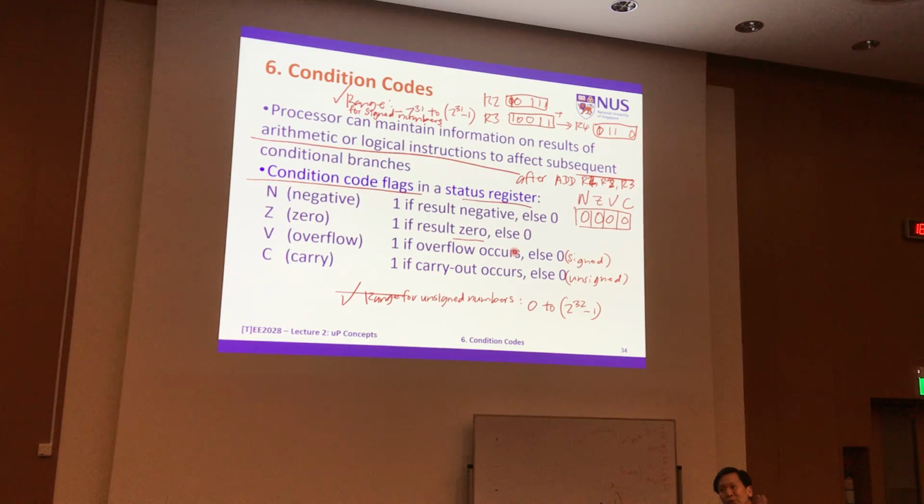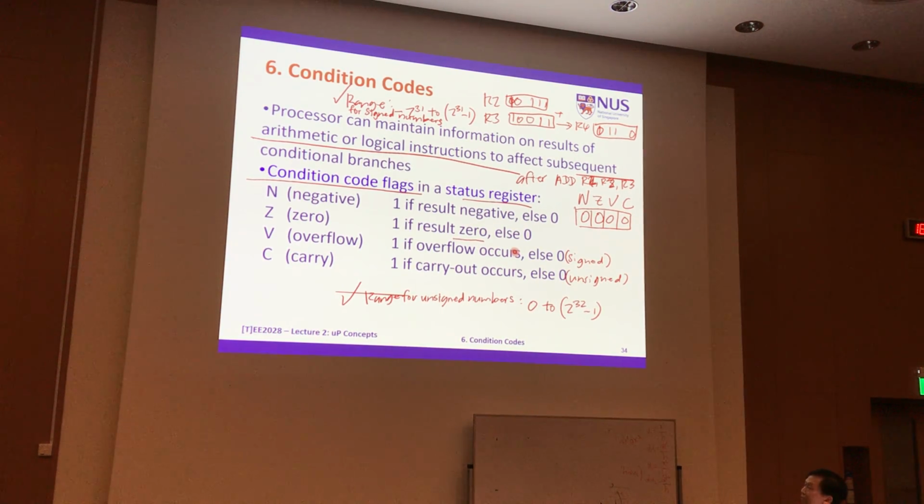It's up to you. If you know that it is a signed number, then you go and check the V flag. If you know that it's an unsigned number, then you go and check the C flag. So that one you have to do. But for the overflow, it only happens when there are two numbers with the same sign and the result has a different sign. Correct.